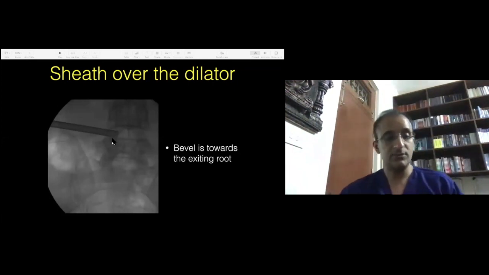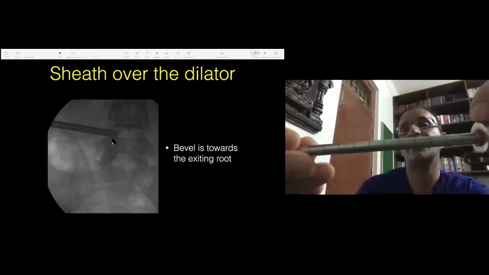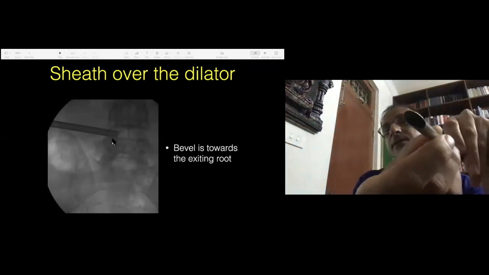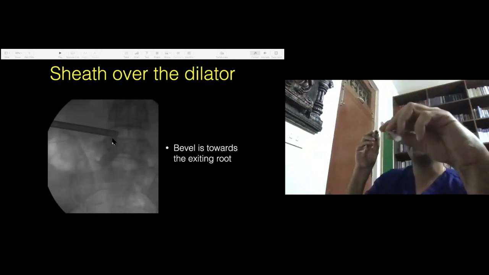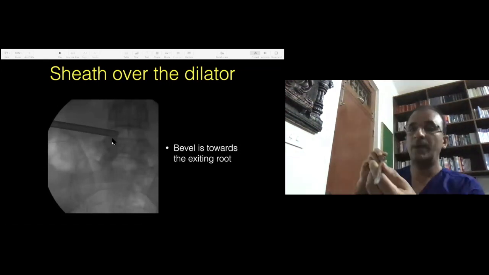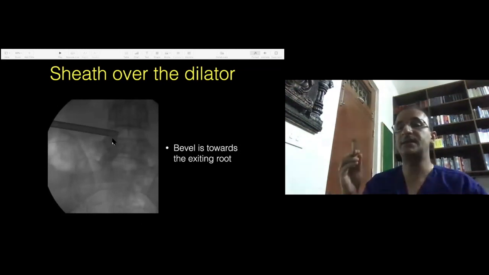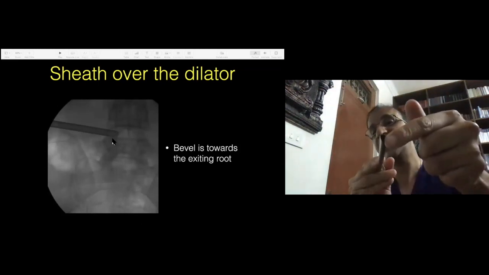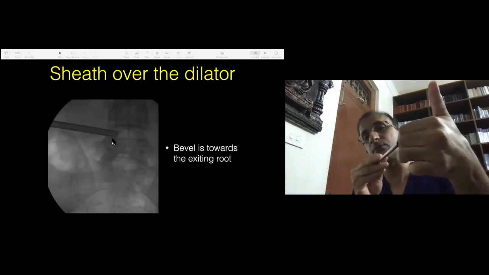Now, this is the sheath. It has markings on it, and it is a beveled sheath. So my dilator is in, and when I am pushing the sheath inside, the beveled edge is towards the exiting nerve root, so that I don't hit the exiting nerve root.